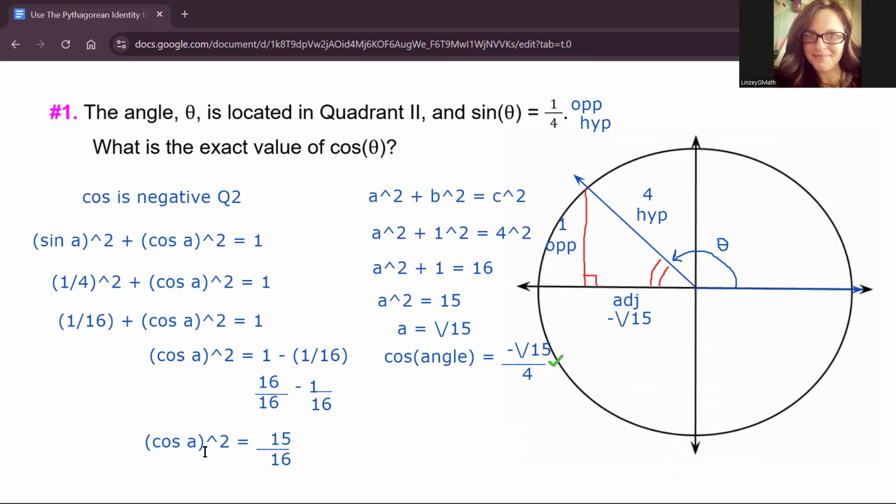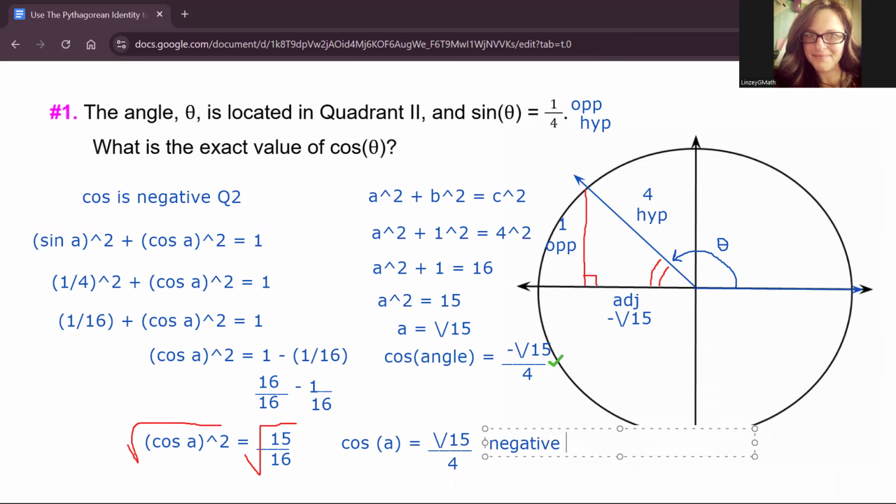15/16. And then we'll take the square root to undo the power of 2. And you can take the square root of the top and the square root of the bottom separately. And we get cosine of our angle is equal to, we'll just put it over here so I have a little more room, square root of 15 over the square root of 16, which is 4. And this is negative because quadrant 2. So we do get the same solution.